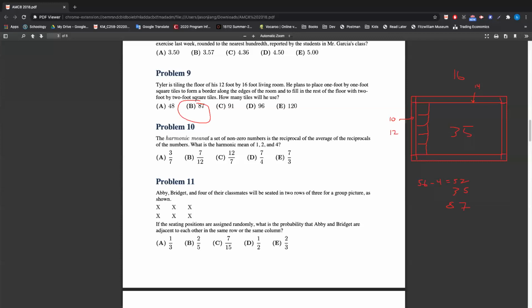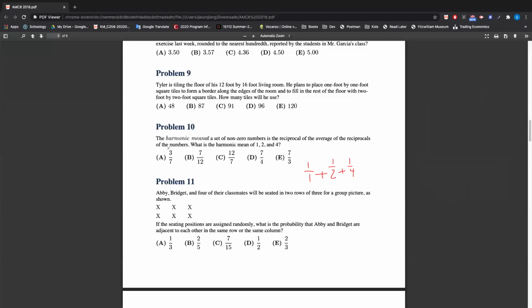So problem 10, we're given that the harmonic mean of a set of non-zero numbers is the reciprocal of the average of the reciprocals of the numbers. That's a mouthful, right? And we want the harmonic mean of 1, 2, and 4. Okay. So it's the reciprocal of the average of the reciprocals. So the first thing we need to do is take the reciprocal of the numbers, right? We have 1 over 1, plus 1 over 2, plus 1 over 4.